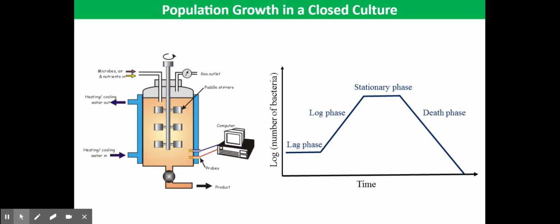Secondary metabolites are produced in the stationary phase. The population must be kept in a closed culture, and the metabolites can be collected at the end of the stationary phase or during the decline phase.